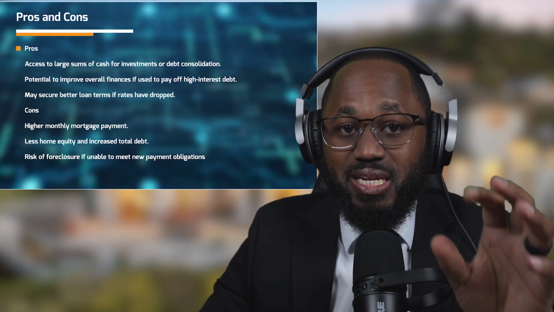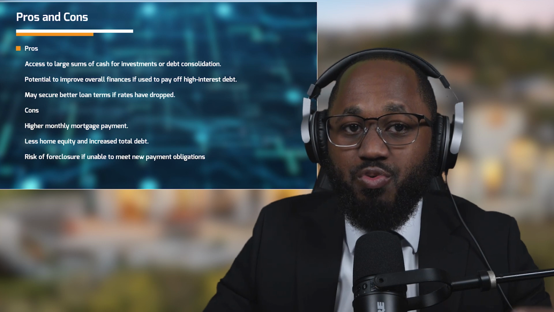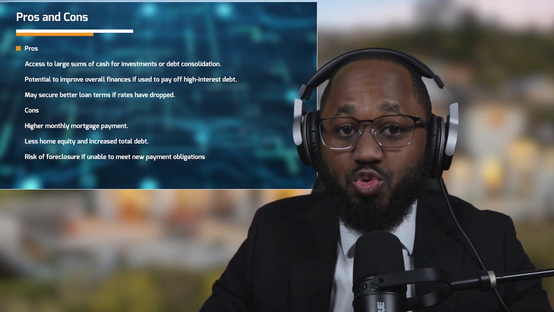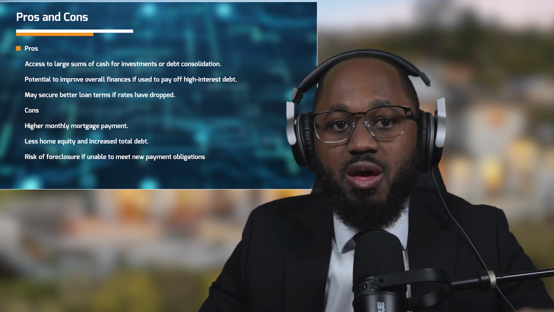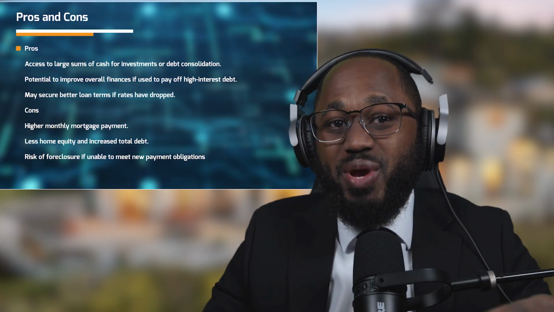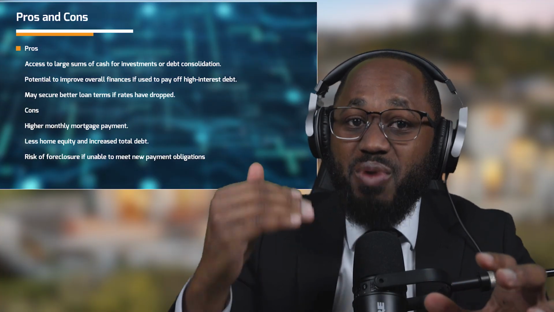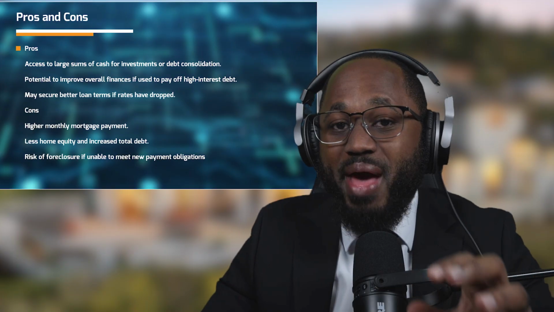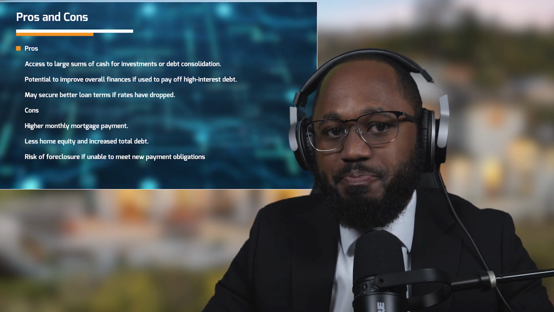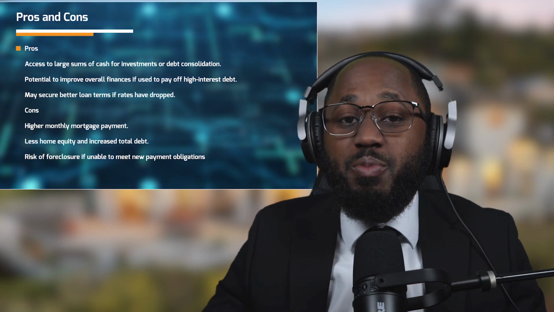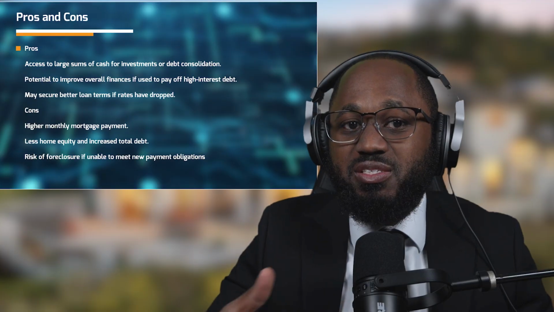Here are pros and cons of this strategy. The pros are you have access to large sums of cash for investments or debt consolidation. There's potential to improve overall finances if used to pay off high interest debt. You may secure better loan terms if rates have dropped. Now, here are the cons for this strategy. There's higher monthly mortgage payment, less home equity, and increased total debt. Risk of foreclosure if unable to meet new payment obligations.